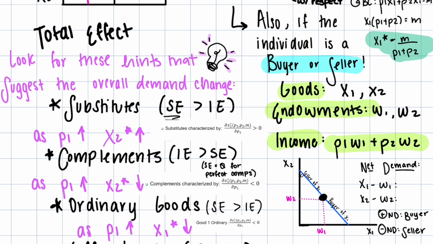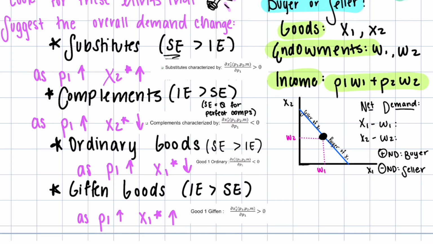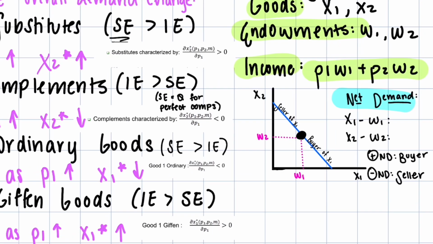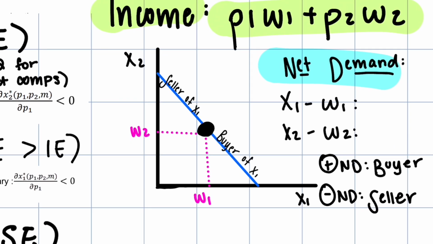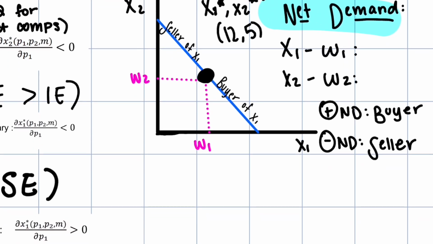And so then we can calculate our income by multiplying the endowment by its price. To figure out if we're a buyer or a seller, we're going to calculate the net demand of that good. So for x1, let's say that we have an optimal bundle of x1, x2 equals 12.5. That's our optimal amount of x1 and x2. Then let's say our endowment point here is going to be 10, 10. So this equals 10 and this equals 10.